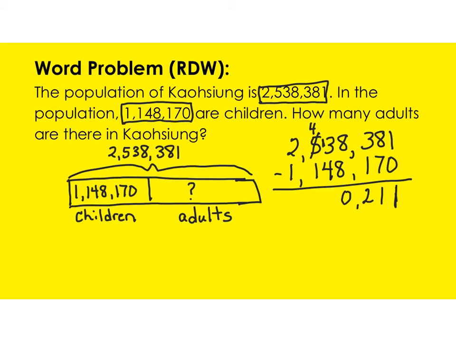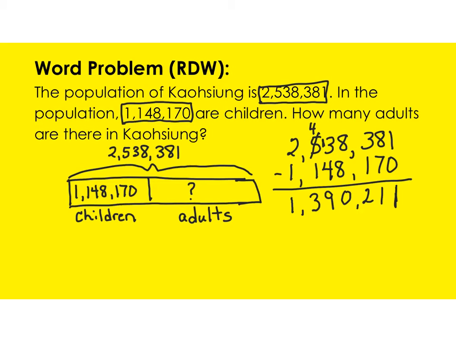I have 13, so I'm going to take away 4. That's going to leave me 9 ten thousands. I have 400,000, so I'm going to take away 100,000. That's going to leave me 300,000. And then 2 million, take away 1 million is going to equal 1 million. So now I know that I have 1,390,211 adults. Okay, so now I want to write this as a number sentence.